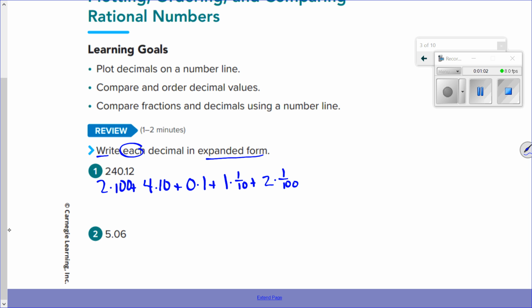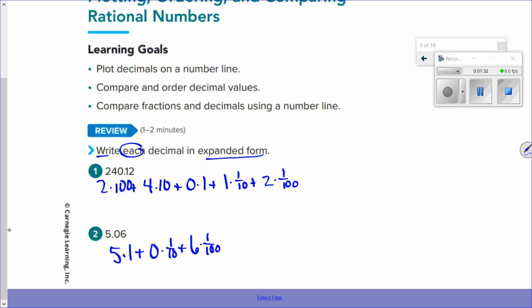Okay? Our second one, we have 5 1s. I have 0 10ths. And I have 6 100s. Parentheses counts as long as you have the plus sign in between. Okay. Everybody good on that?